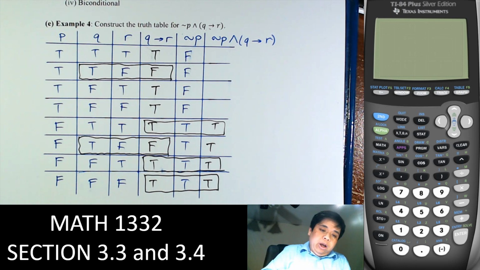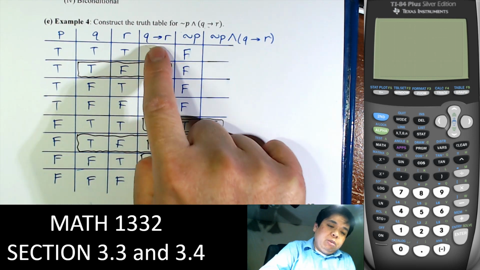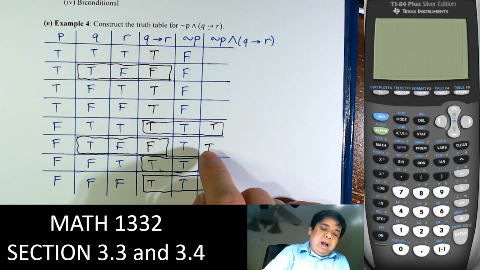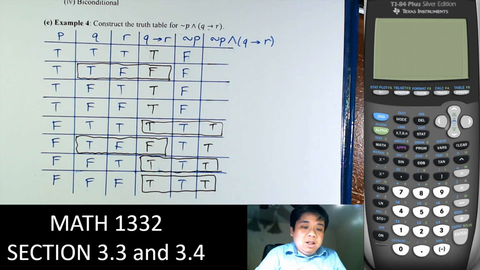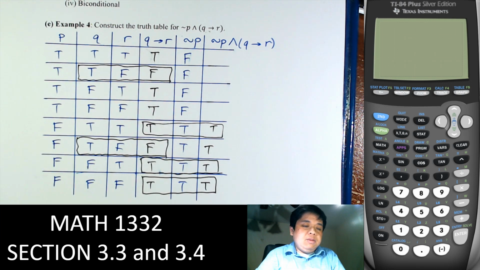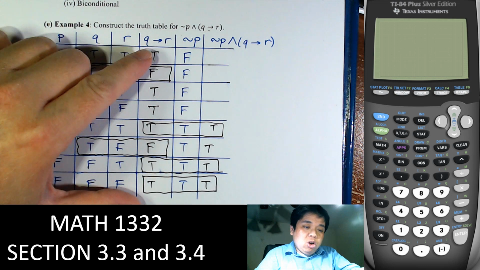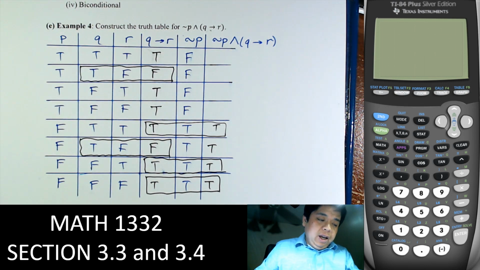So we have not P and Q implies R. So we're talking about this, and it's only true if both of them are true, then the compound statement could be true, right? For this, not P is going to be false. And now we do the conjunction with Q implies R, and this we say it's only false when both are false, but we don't have that.